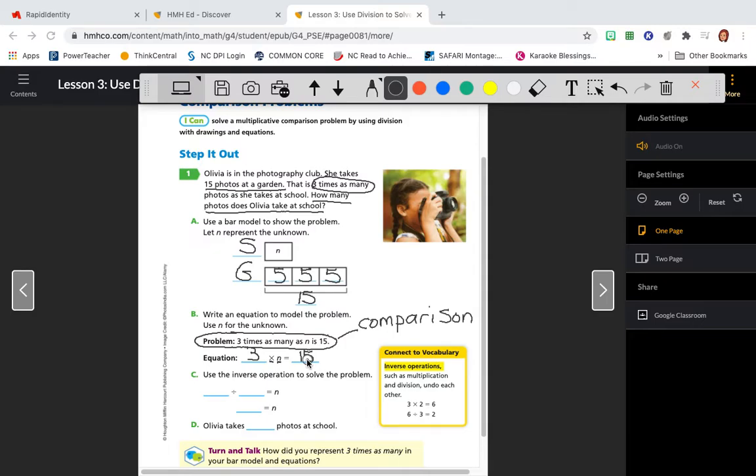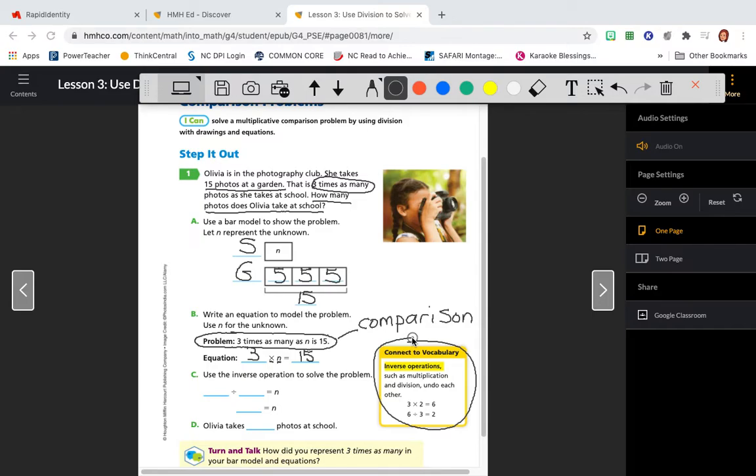Now we're going to use something called an inverse operation. And here's our vocabulary. So circle that yellow vocabulary box just so you remember where it's at for the test. Connecting to your vocabulary: inverse operations. Inverse operations are pretty much the opposite of each other. So multiplication and division, they undo each other. They show you the opposite. So we're going to use the inverse operation to solve this problem. If we're trying to solve the problem using multiplication, we're going to use the opposite, which would be division.